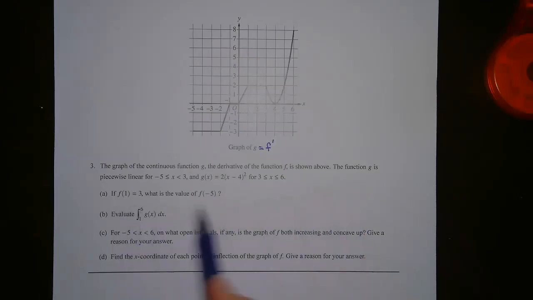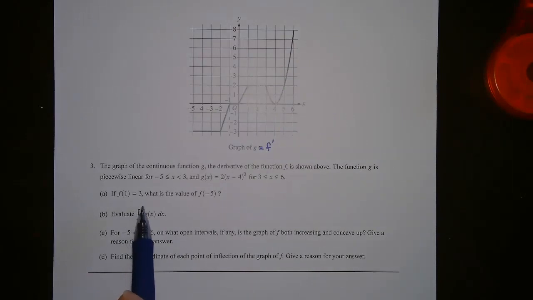The function G is piecewise from -5 to 3, and then it's the quadratic again from 3 to 6, okay? So part A: if f of 1 equals 3, what is the value of f of -5? So let's go to our paper and let's do that.